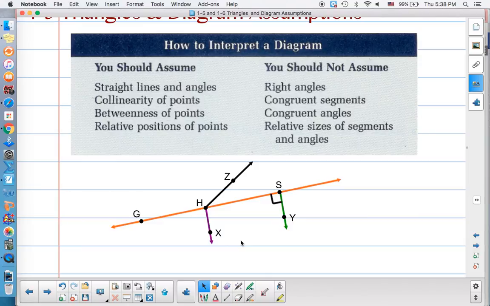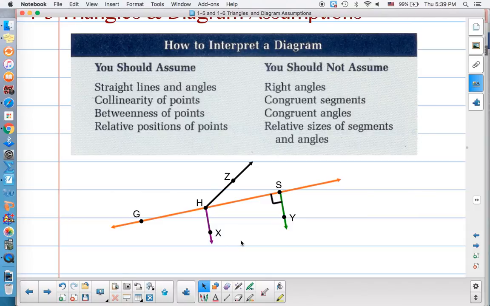GHS is a straight line. In fact, we don't even talk about straight lines in math very often, because line indicates that it's straight. Therefore, angle GHS, no one's messing with you, is 180 degrees. That is actually a straight angle, a straight line.